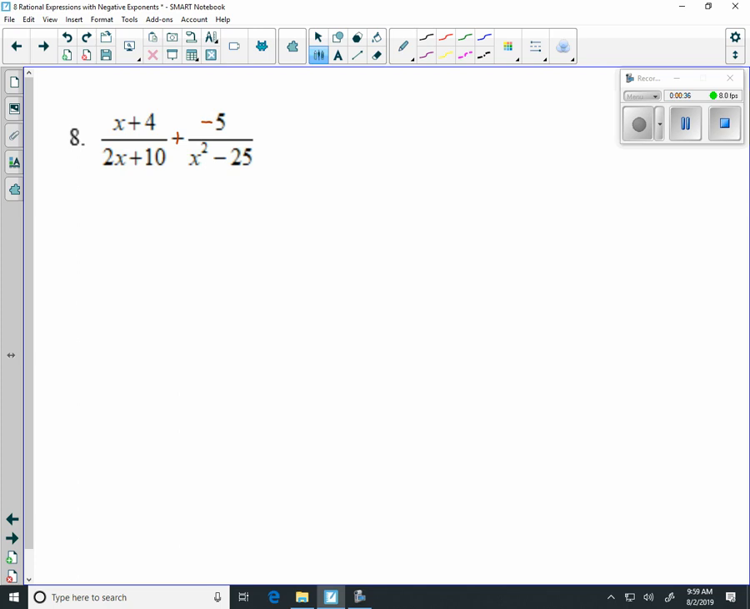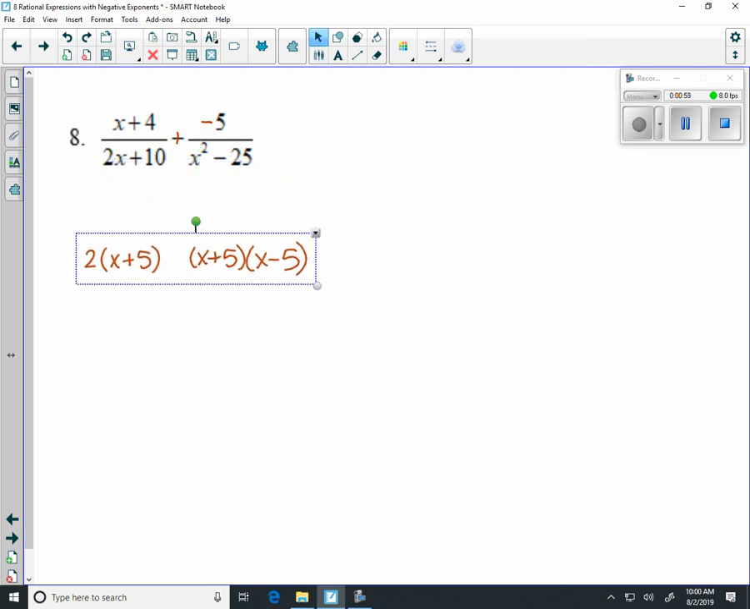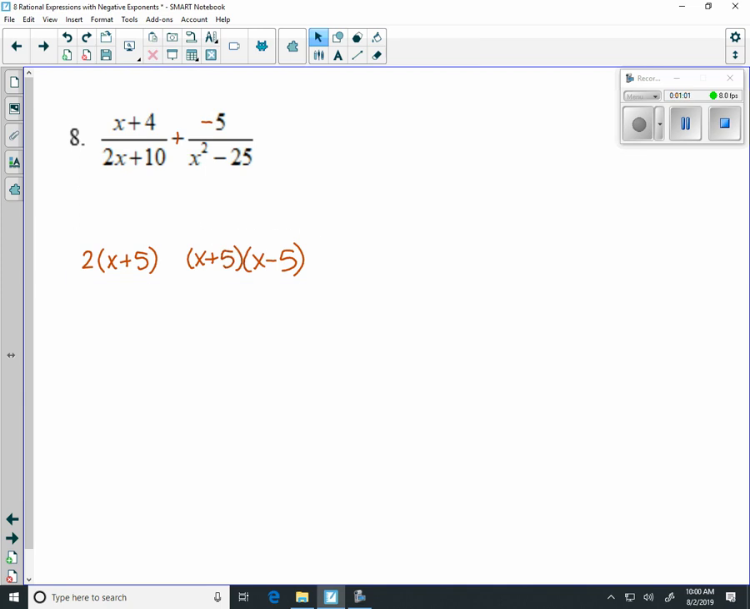The first thing you want to do, after we deal with that negative, is factor the bottom. 2x plus 10 is nice. It factors to 2 times x plus 5. And x squared minus 25 is a difference of squares. And what I probably should have done was gone ahead and written a new line, so we'll go ahead and do that. So here's what we have.